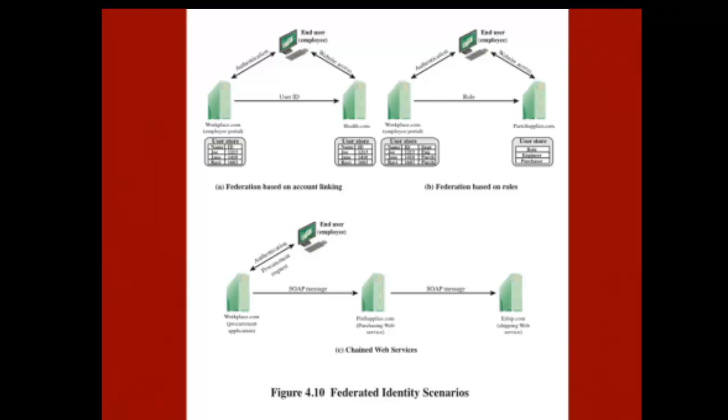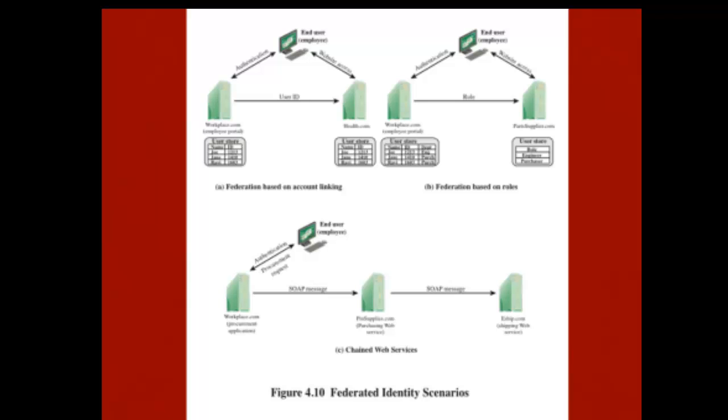Similarly, an employee in a purchasing role signs on at workplace.com and is authorized in that role to place purchases at Parts Supplier without having to authenticate to Parts Supplier directly. For this scenario, Parts Supplier does not have identity information for individual employees at Workplace. Rather, the linkage between the 2 federated partners is in terms of roles.